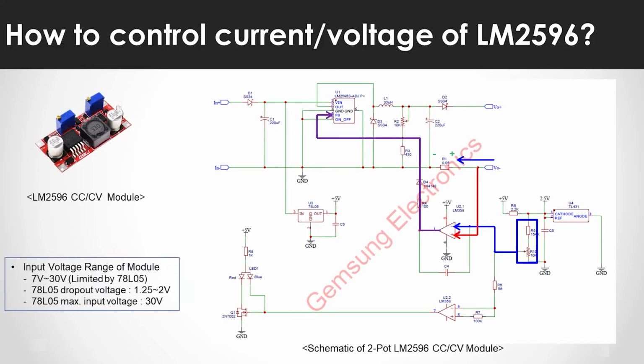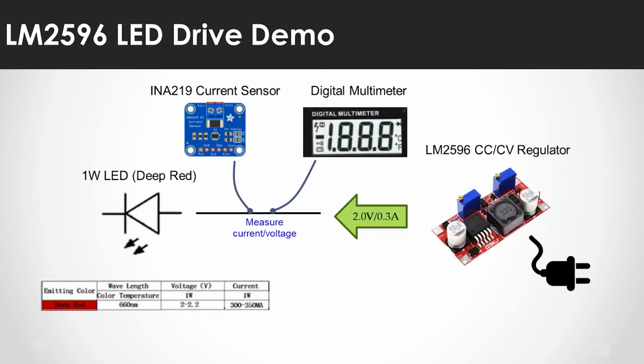The input voltage range of the LM2596 module is 7 to 30 volts, and as mentioned before, this is a limitation of the 78L05 used inside the module. Now, I will show you a demonstration of driving a 1-watt LED using the LM2596 CC CV module. The 1-watt LED used in the demo is a deep red LED with a rated voltage of 2 to 2.2 volts and a current of 300 to 350 mA as shown below.